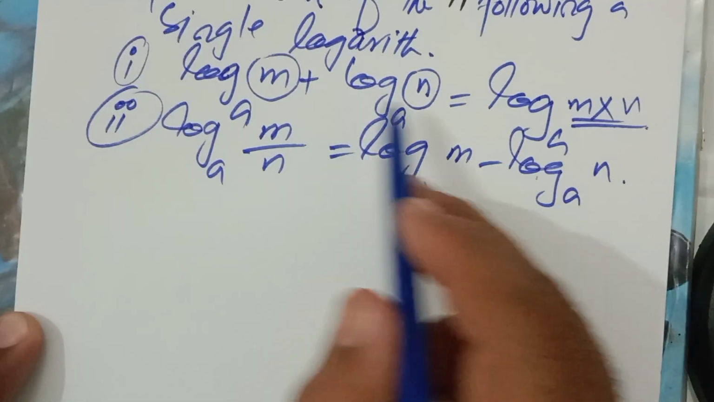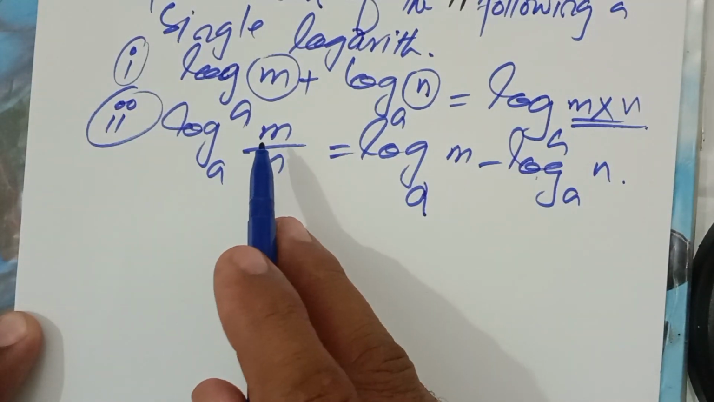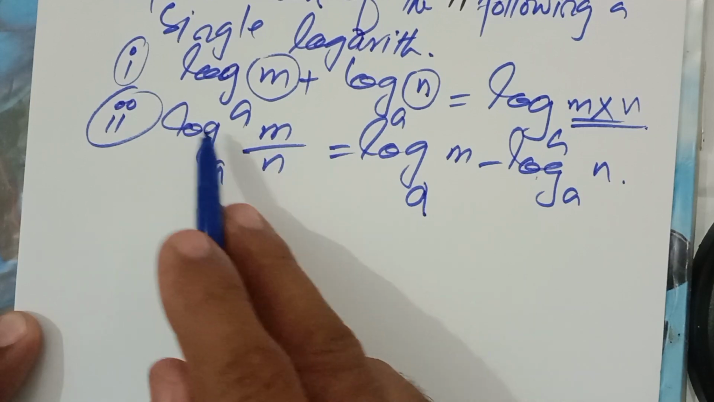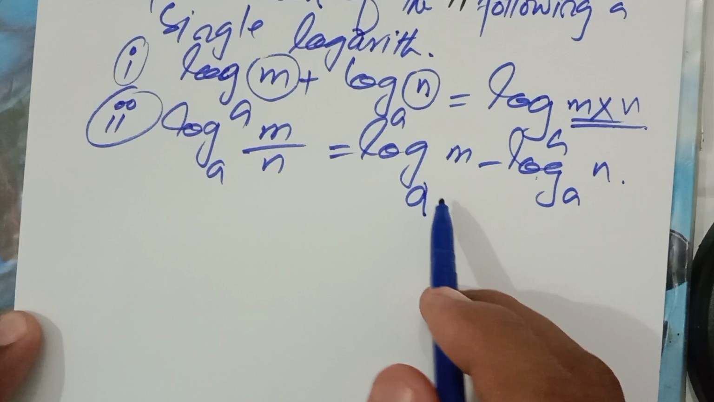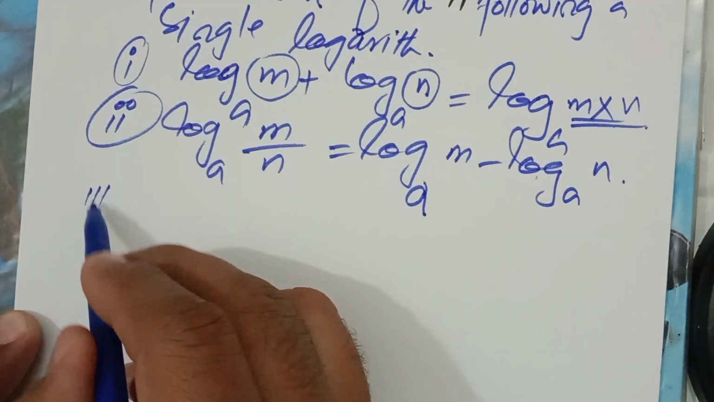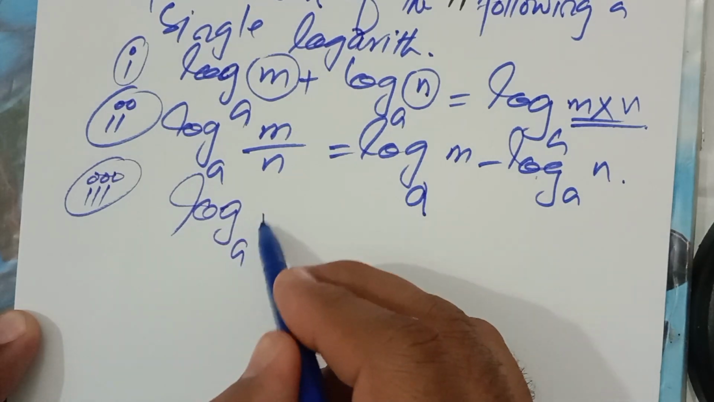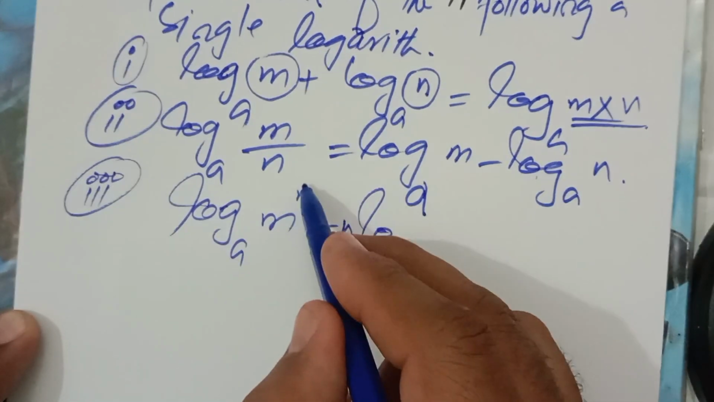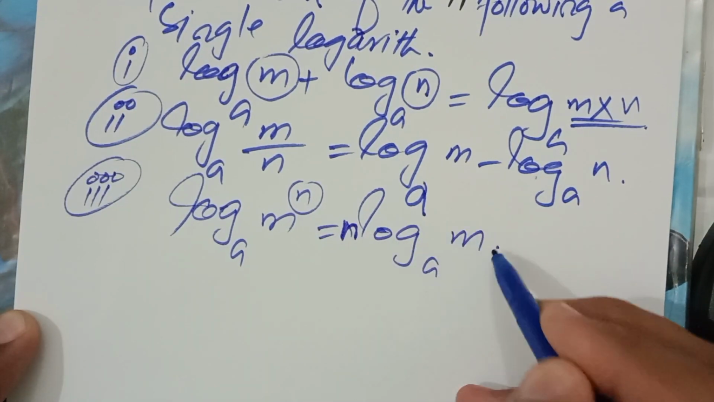If we have a sum, then we take the product of the amounts with the same sign. If we have the division of two elements, we will write it in this form. You can see it on the camera screen. Thirdly, if we have log with base a of m raised to power n, then it becomes n times log with base a of m.